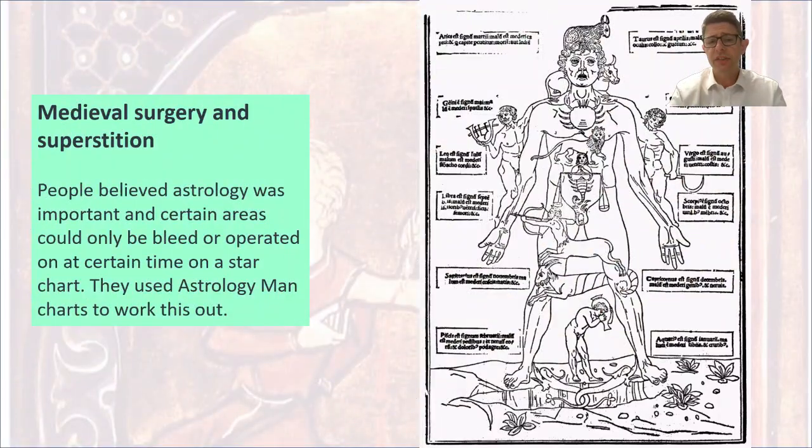People also were superstitious about this surgery. They might believe in astrology. They might believe different parts of the body were connected with different alignments of planets or the moon, and therefore that was the thing that needed to be bled or operated on to deal with a problem. So they might have had an astrology man chart, as shown in the picture here, to help them work out where to cut, where to bleed, etc.